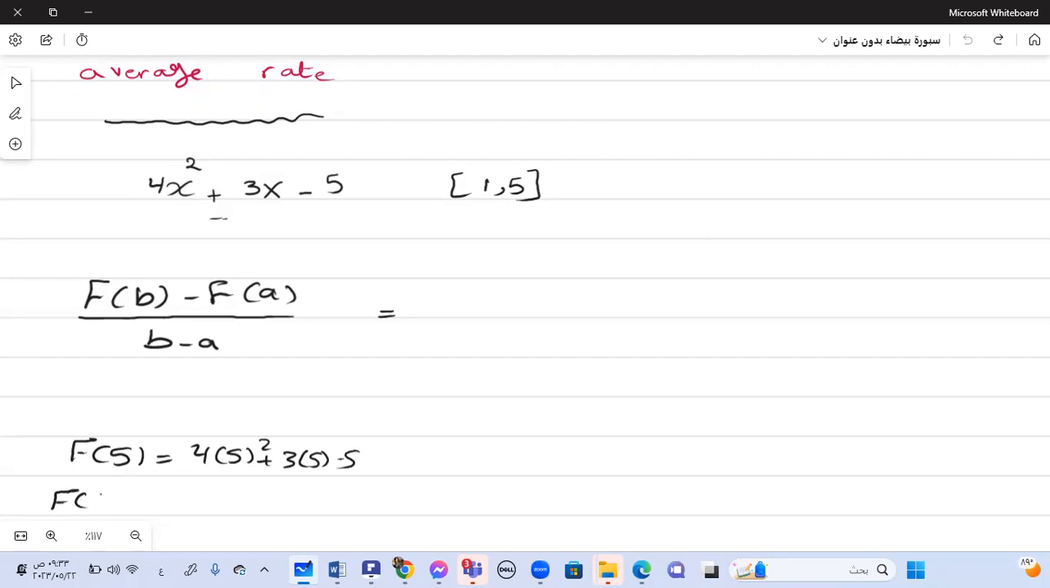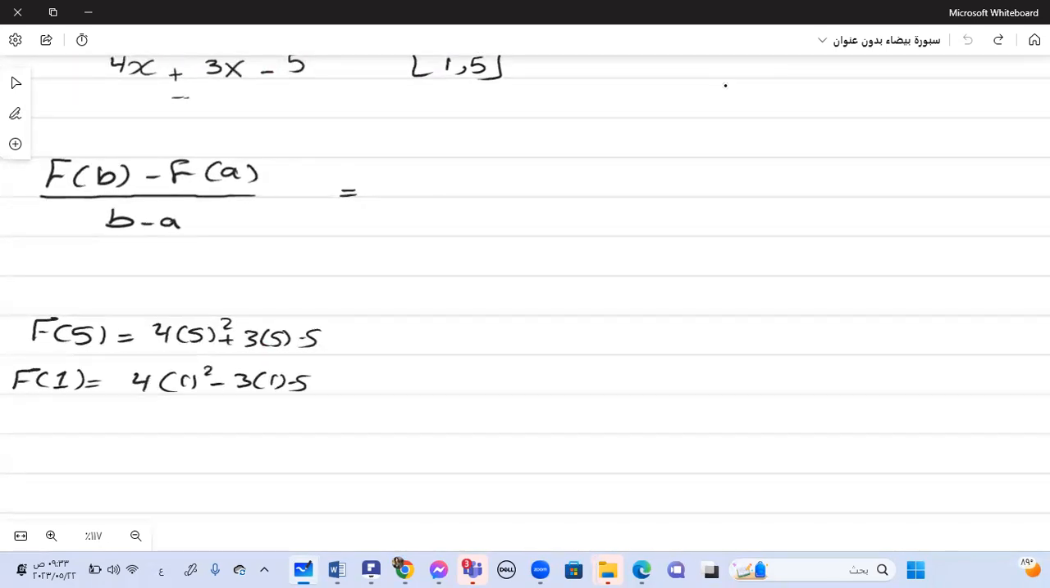Find the F of 1: 4 times 1 squared minus 3 times 1 minus 5. Just use the calculator and find the answer: 110. So it will be F of B, 110, minus 4, over 5 minus 1. We use the calculator to find the answer. This is the average rate.